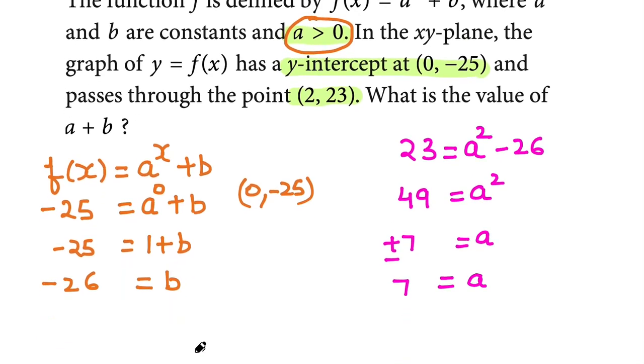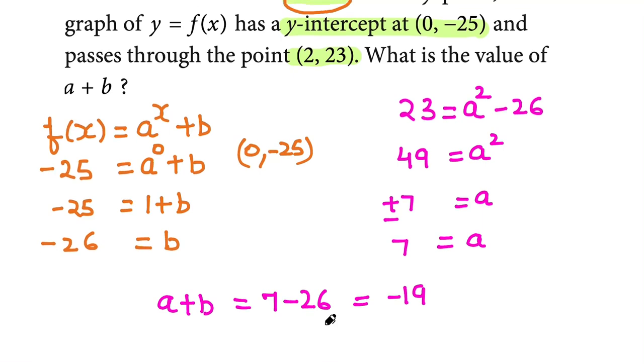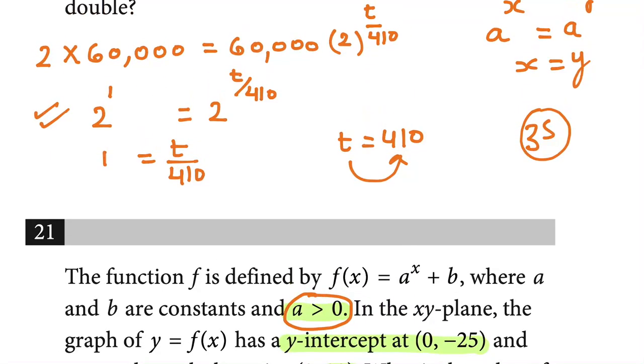Now we have a and we have b. We have to find the value of a plus b. So if a is 7 and b is negative 26, we end up at negative 19. So a plus b is negative 19. It's a short answer question where you have to mention the number. So this is our answer. I hope that is clear.